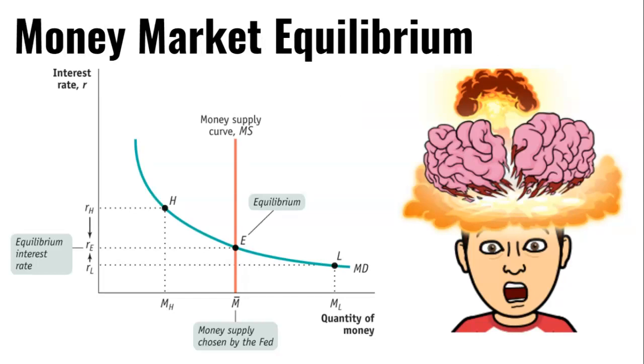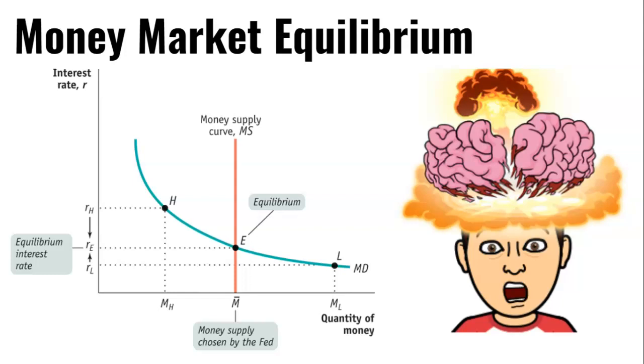The money market equilibrium is where supply and demand intersect. Where the money supply and money demand intersect, that will be the market interest rate. We're going to call that the federal funds rate.